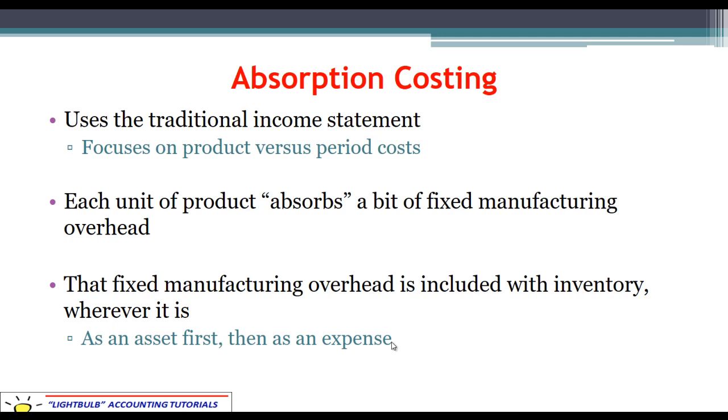It's deferring the recognition of an expense. If it was considered a period cost under the direct variable costing method, then that fixed overhead would be immediately recognized as expense. So absorption, again, essentially defers the recognition of fixed manufacturing overhead until the unit is sold. Then it will be converted to an expense, cost of goods sold.